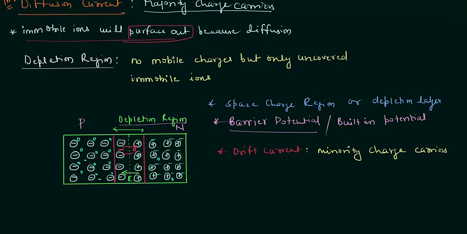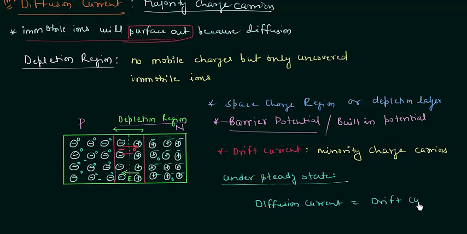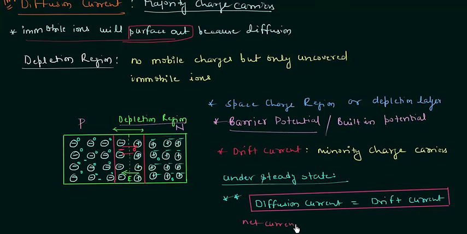And under steady state, the diffusion current is equal to the drift current. This is a very important point. Diffusion current is equal to the drift current under steady state condition, and we can say that the net current is equal to 0 in the case of an open circuited PN junction diode. The net current is equal to 0 for an open circuited PN junction diode.